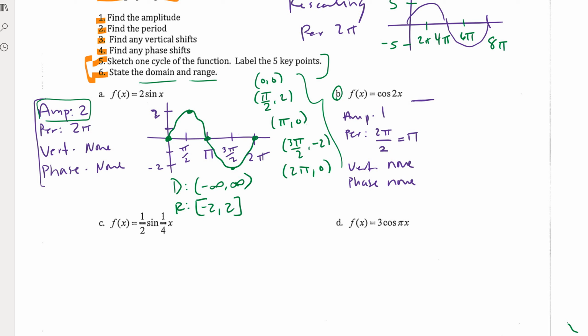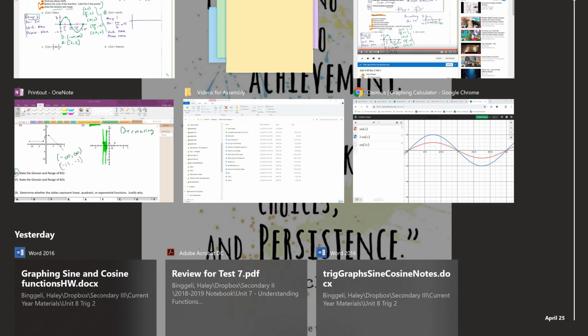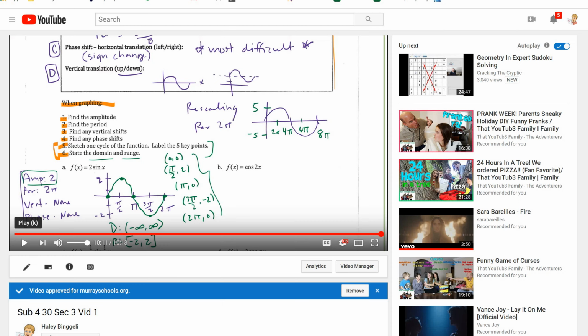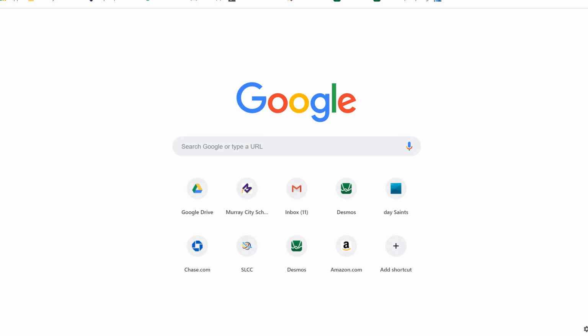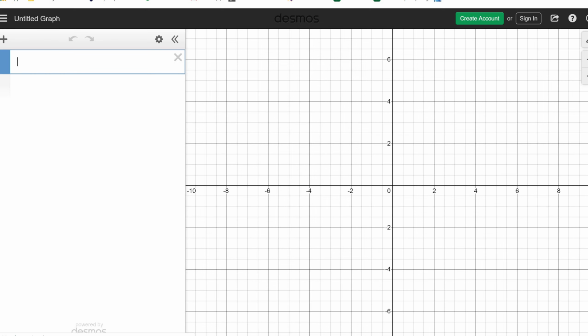This is just basically a cosine graph with a shifted period. So my period has changed. If I were to look at Desmos, let me find my Desmos. If I were to look at Desmos, you can see how the graph would change.